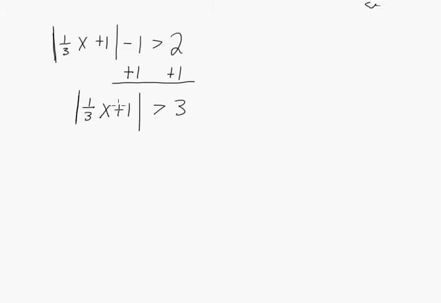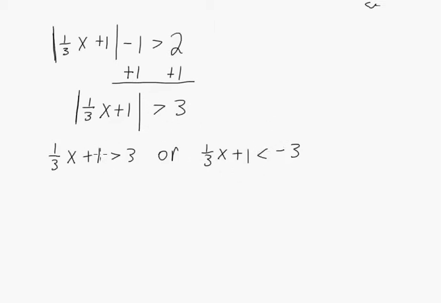Now that I've isolated the absolute value, I can set up my two inequalities. The first one is just what you see without the absolute value symbol. So 1/3 x plus 1 is greater than 3. Because this is a greater than symbol, I need to remember that it's going to be an or statement. So this is or 1/3 x plus 1 is less than negative 3. So I changed this positive 3 to a negative 3, and I flipped the inequality symbol.